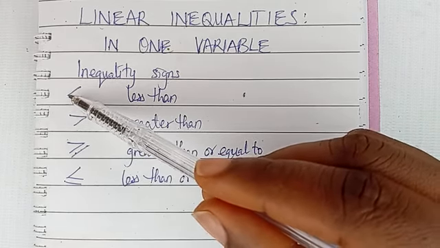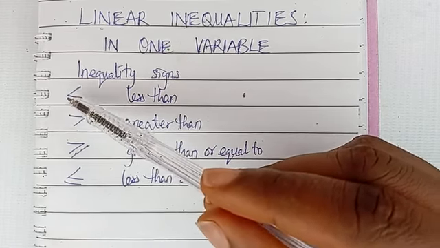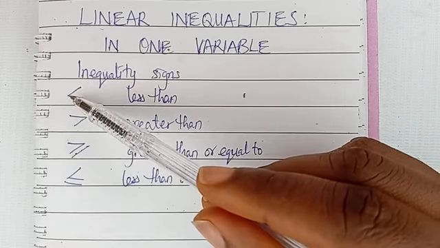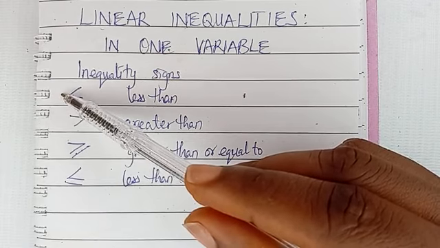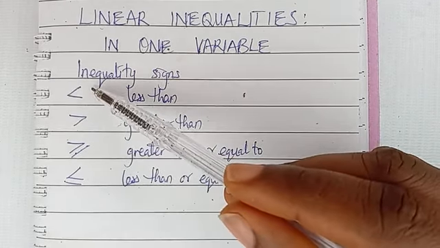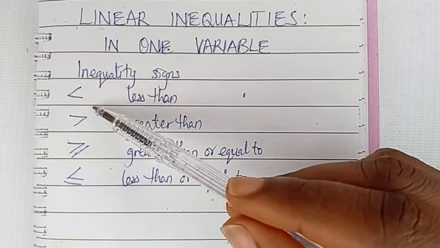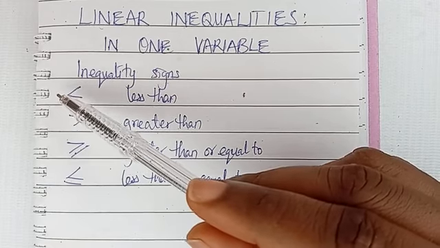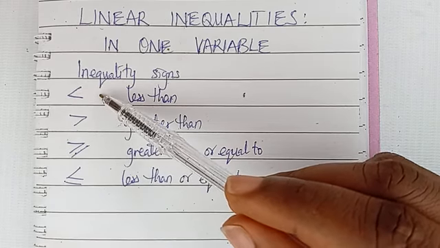It goes with the way the sign is shaped. This smaller side means that whatever value is here is smaller or less than whatever value is on this open or bigger side. So once you see this, that means this value is less than this value, right?